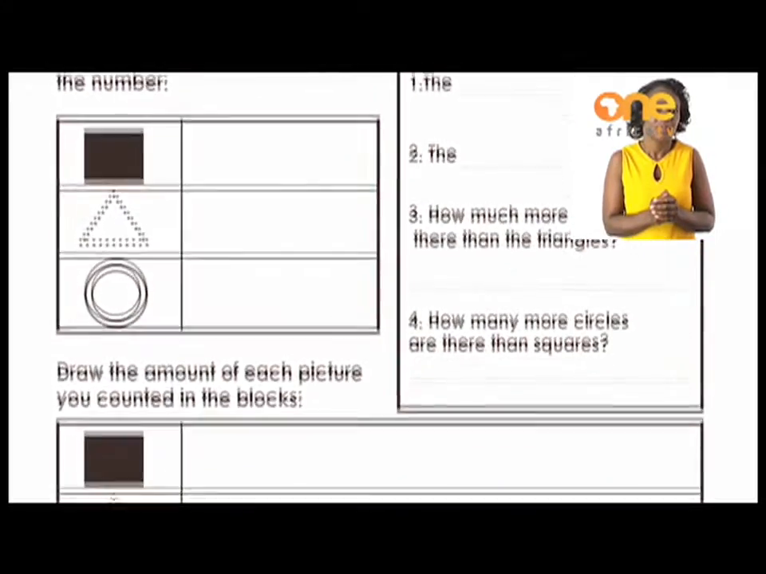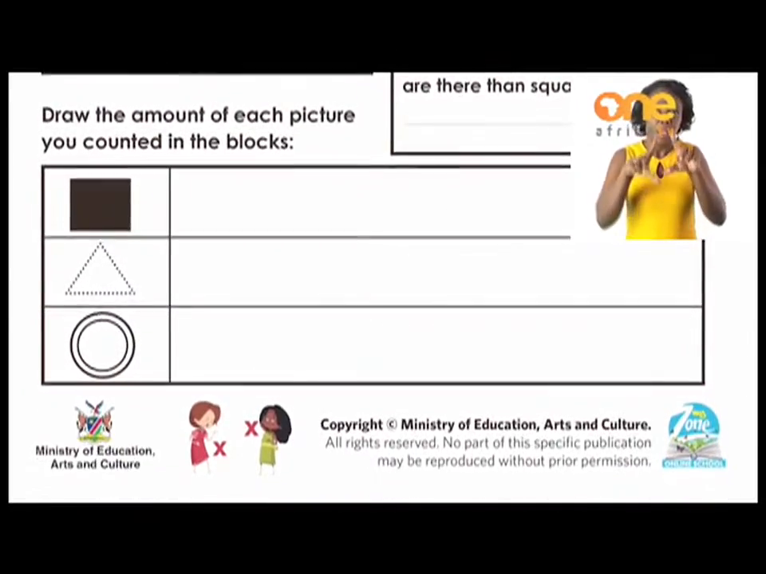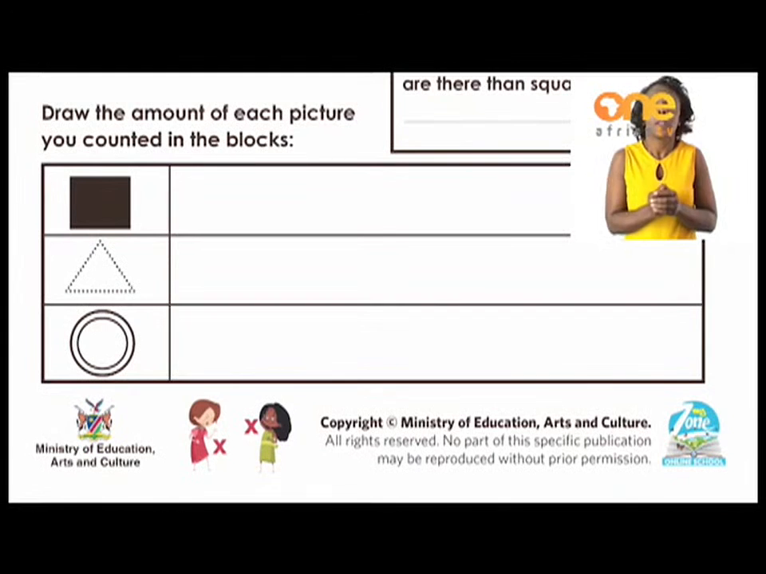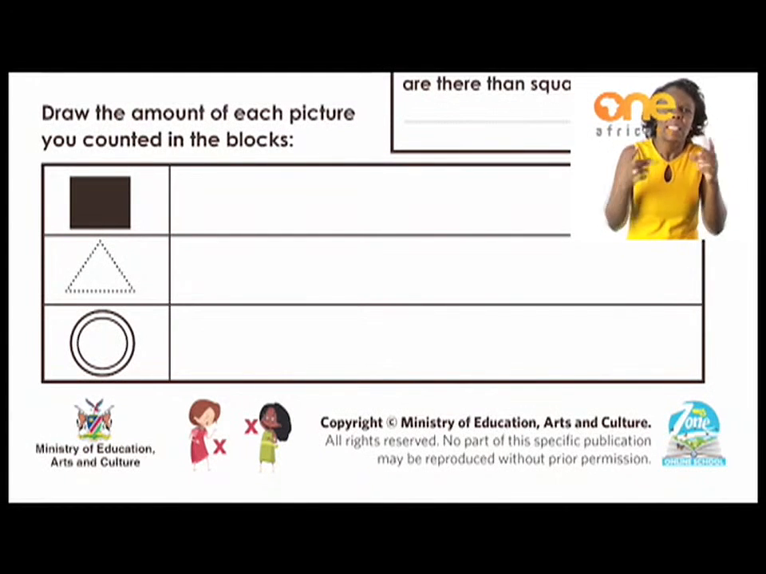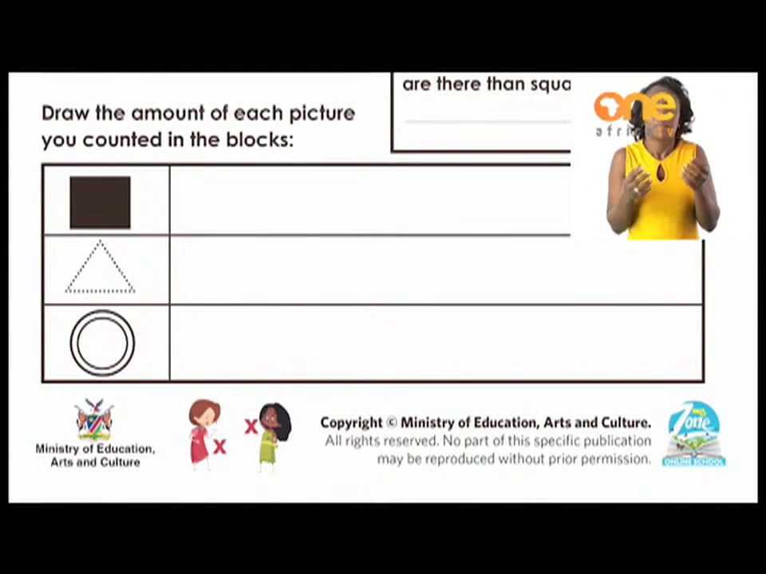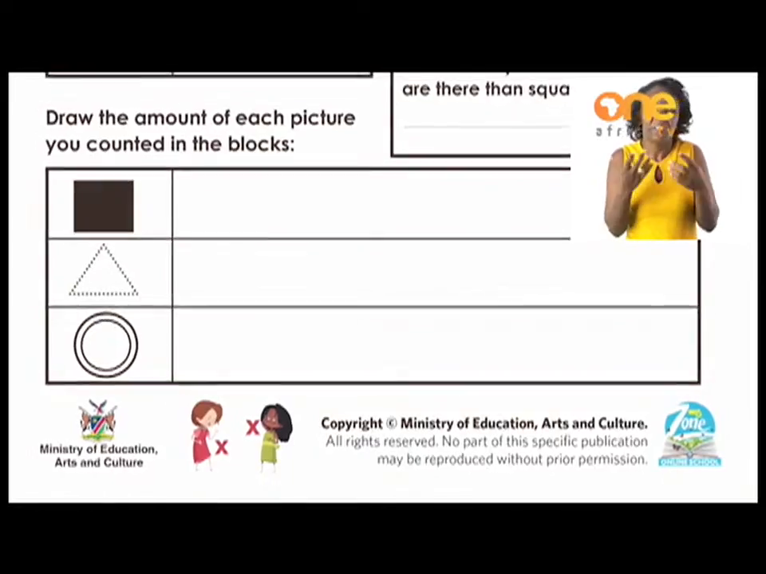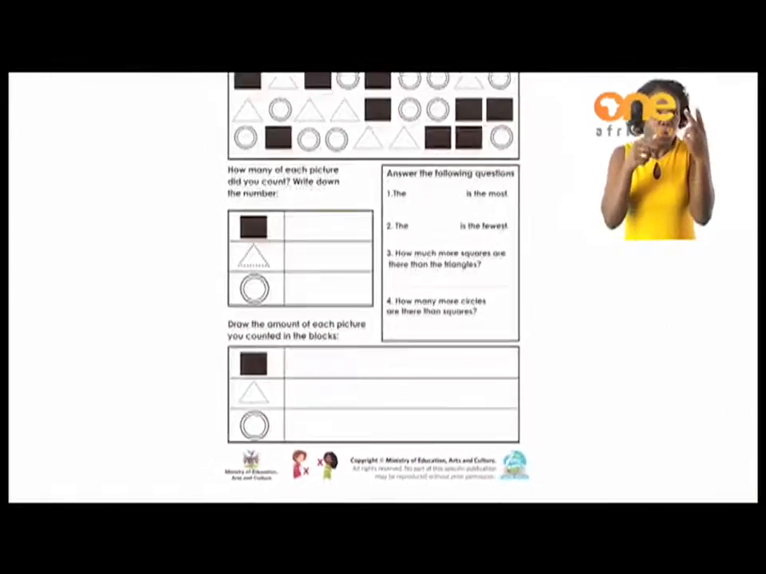And in the last block there, you have to draw the amount of each picture you counted in the block. You draw how many squares did you count. If, for example, you have counted 3 of them, you draw 3 squares. If you have counted 2 triangles, you draw 2 triangles, and you do the same with the squares. You draw the amount of squares that you have counted.